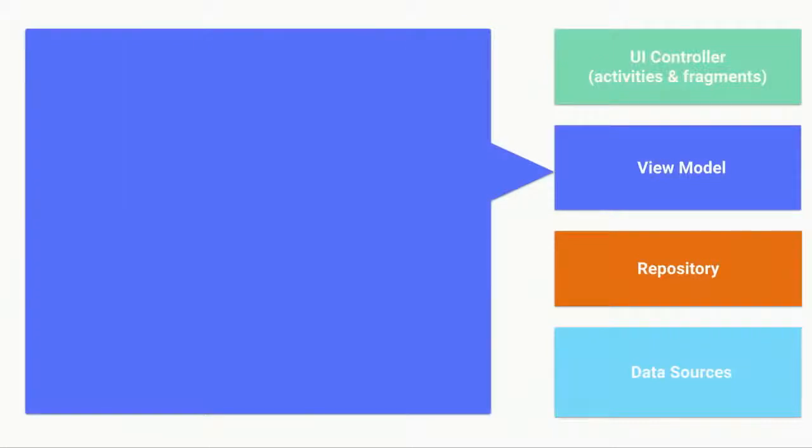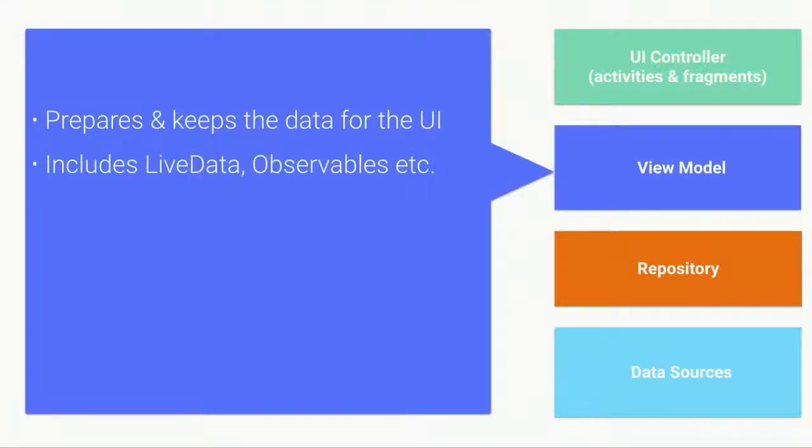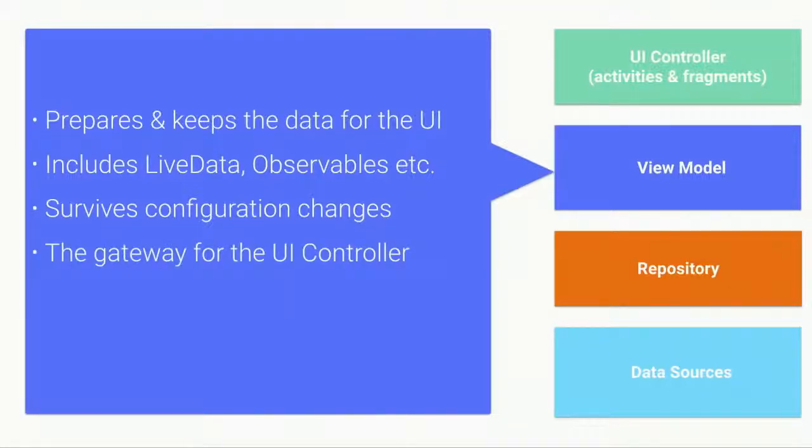The view model is the one which prepares the data for the UI and holds on to it. This is where the data for the UI lives. View model knows how to get that data. Usually, it has live data. If you're using RxJava, it has observables or data binding observables. It survives configuration changes. That's why we put the data into the view models. And it's also the gateway. You can also consider it as your UI controller only ever talks to the view model to reach the rest of the application.